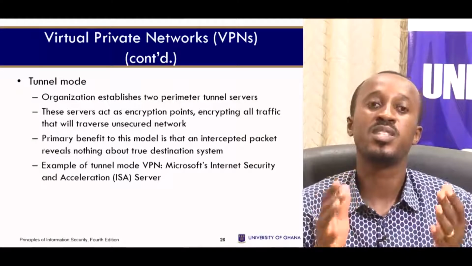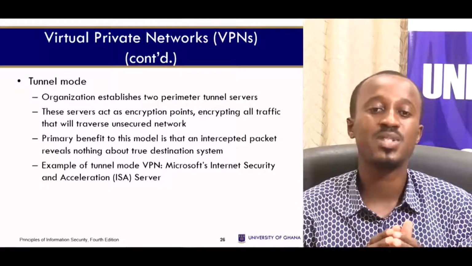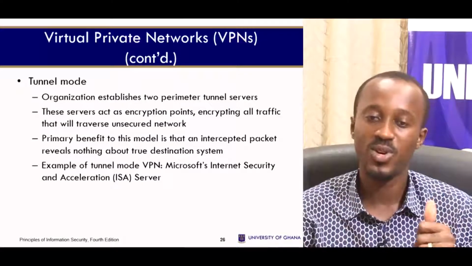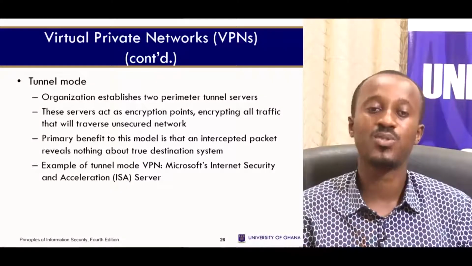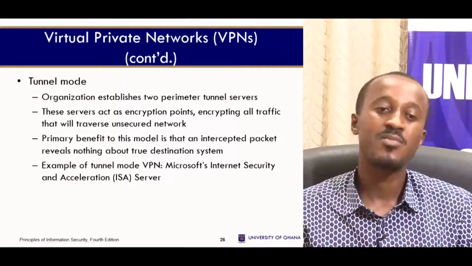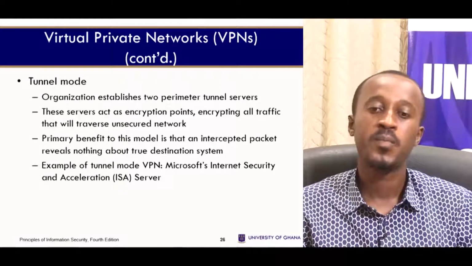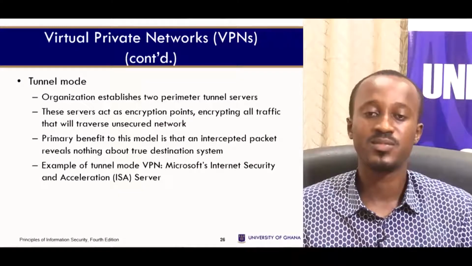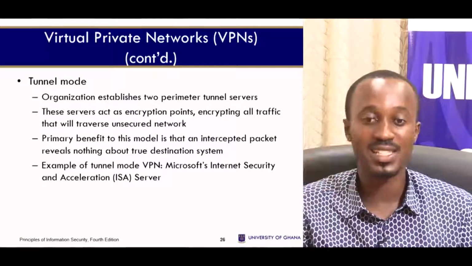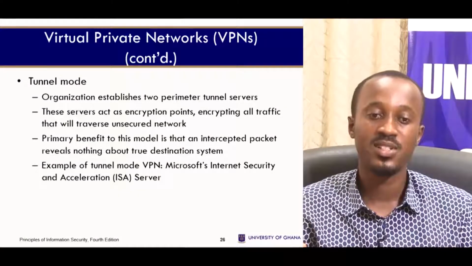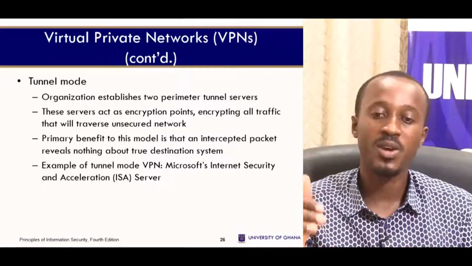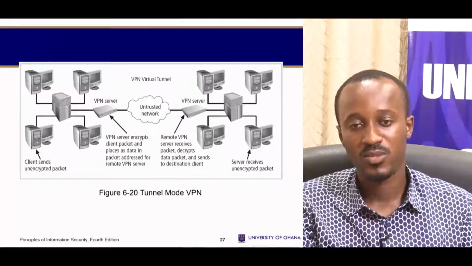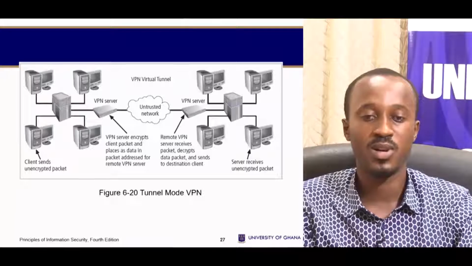Then when you are using VPNs in tunnel mode, the organization establishes two perimeter tunnel services. These services act as encryption points, and encrypt all traffic that will traverse the unsecured network. The primary benefit of this model is that an intercepted packet reveals nothing about the true destination systems. So this makes it more secure. It helps you to hide the destinations of systems. An example of tunnel mode VPNs is the Microsoft Internet Security and Acceleration Server, the ISA. This diagram just gives an overview of what we're talking about so far.